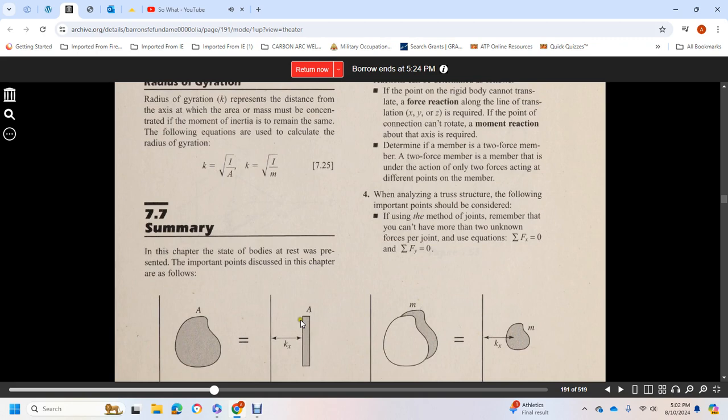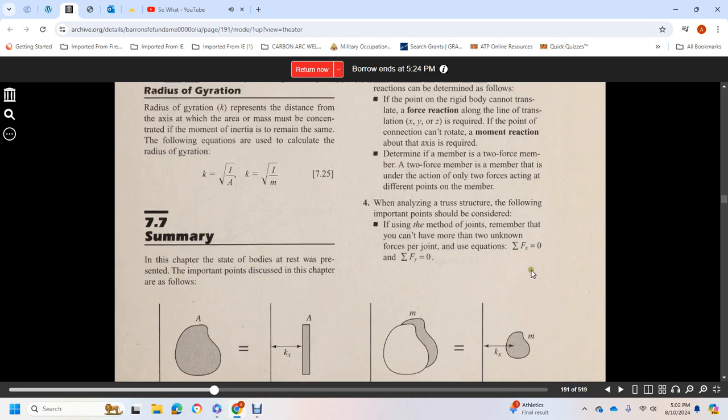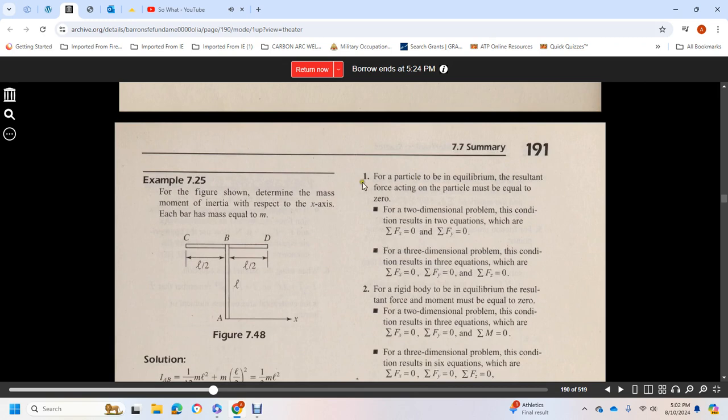7-7, the summary of this chapter. The equilibrium of a body is presented with the important points to discuss in this chapter as follows. One: particle equilibrium results when the forces acting on a particle sum to zero. A two-dimensional problem results in two equations: the sum of F_x and the sum of F_y equal zero. A three-dimensional problem results in three equations: the sums of F_x, F_y, F_z equal zero. Rigid body equilibrium results when the sum of forces and the sum of moments equal zero.